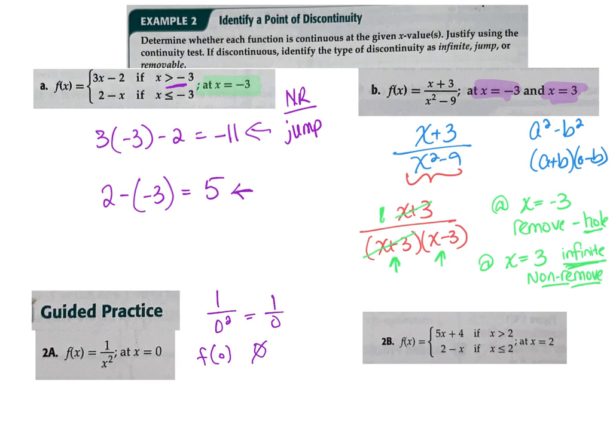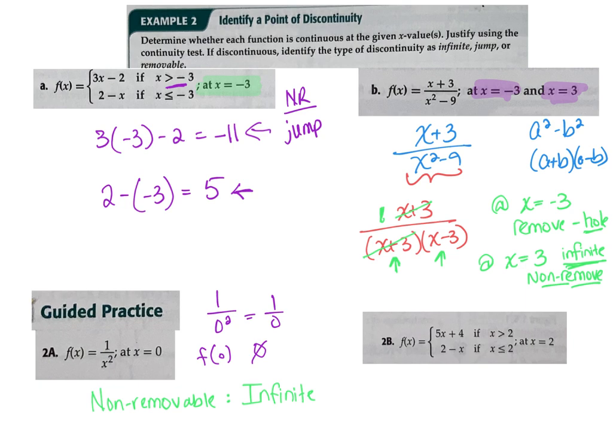So then I'm going to say, can I cancel it out? Can I remove it? Is there anything you can cancel that x squared with? No, I cannot cancel the x squared with anything. So this is non-removable, which means this is non-removable and it's not a piecewise function. So this is going to be an infinite discontinuity.